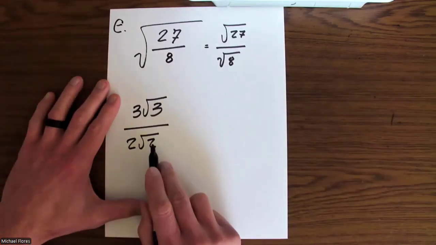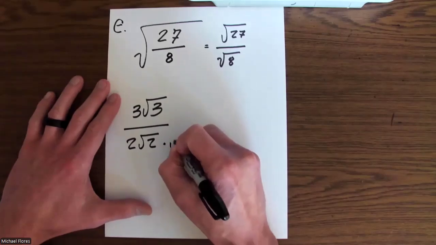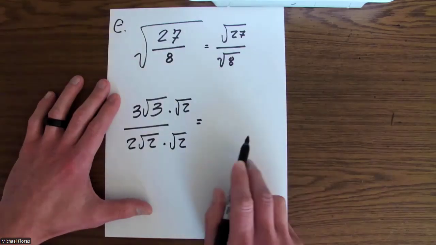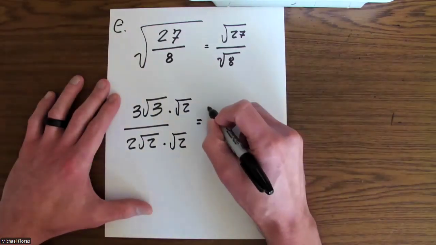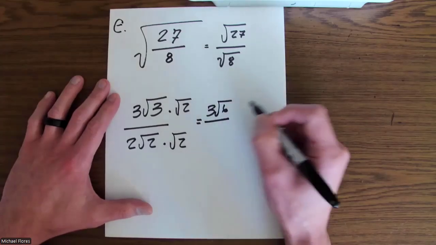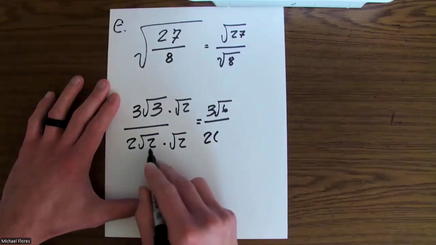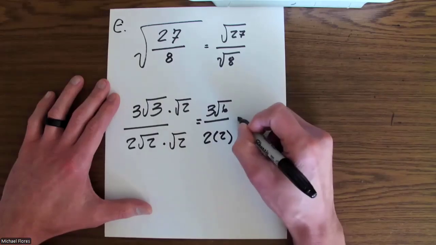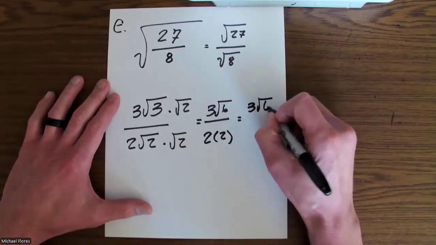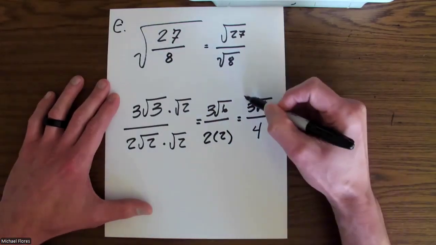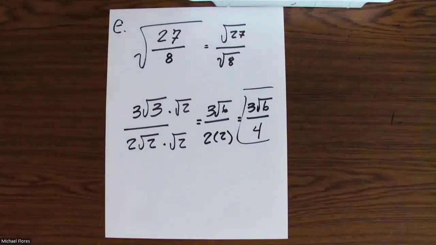Now let's get rid of this root 2 in the bottom by multiplying our fraction top and bottom by root 2. 3 root 3 times root 2 is 3 root 6 over, let me carry this 2 right here over there. Root 2 times root 2 is just 2. And now we know what our final answer is going to be: 3 root 6 over 4. Check to see if you can simplify, but you can't. That's your final answer.